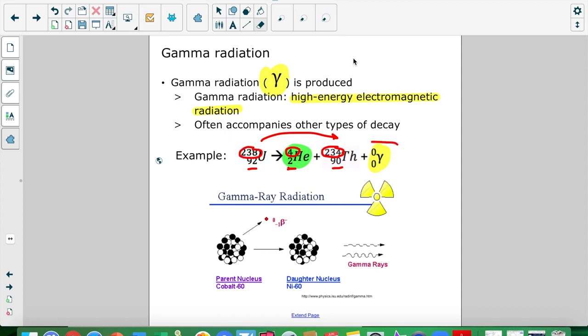But again, the gamma radiation itself does not change the protons or the neutrons. So it's just additional very high energy electromagnetic radiation that is being emitted. And again, this is so high that it really penetrates through so many materials, and it's very dangerous.